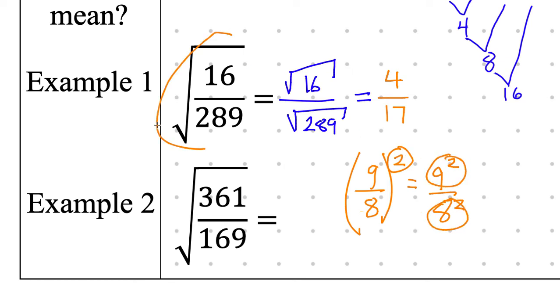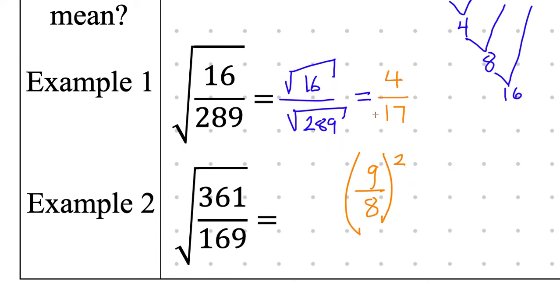If I only have one square root, I apply it to the numerator and the denominator. Of course, you can skip that step because you know that step now, and you can just say, oh, immediately, oh yeah, 4/17. So we can skip that step for this next example too.